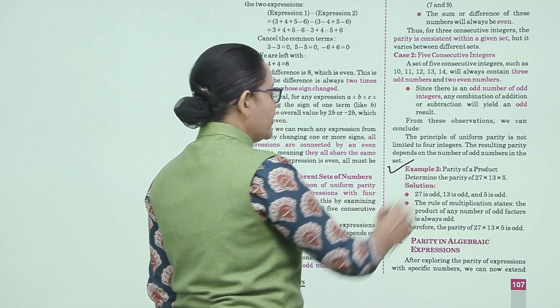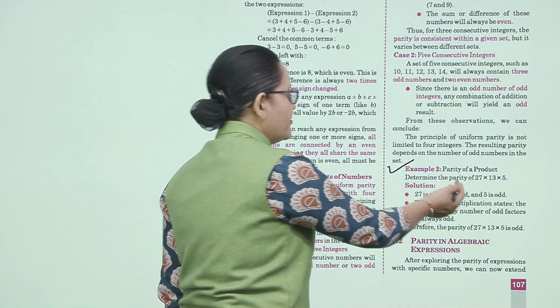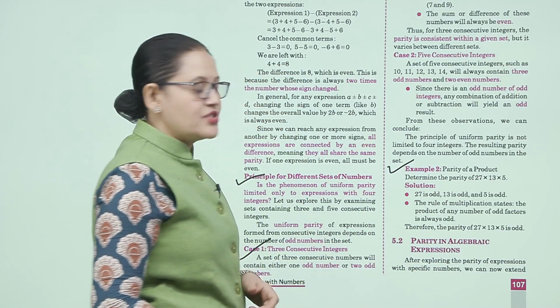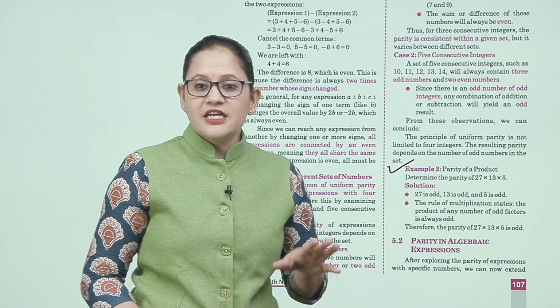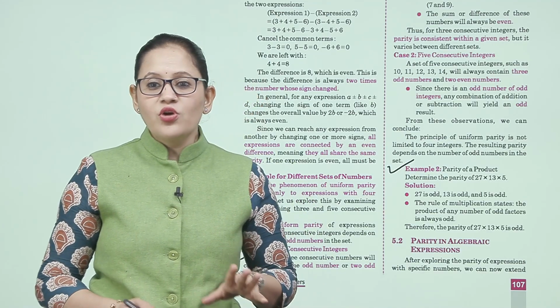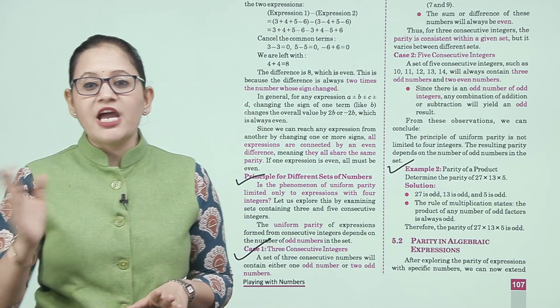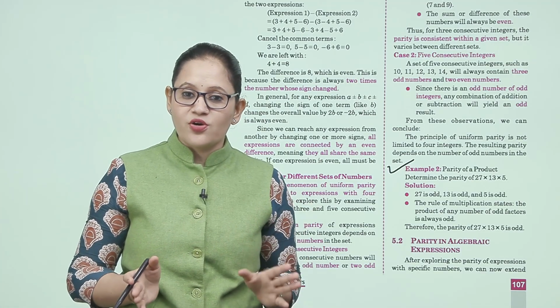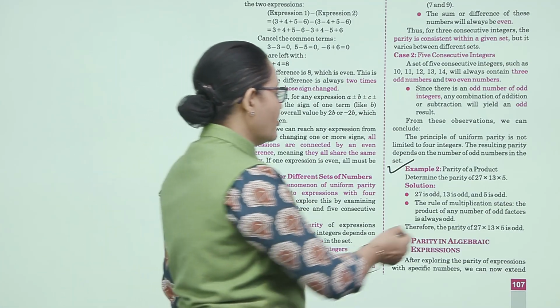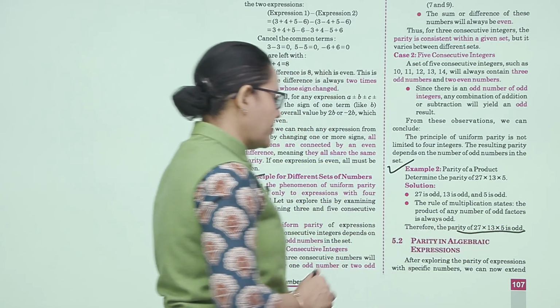Now, example 2, parity of the product. Determine the parity of 27 into 13 into 5. Solution: 27 is an odd number, 13 is odd, 5 is odd. The rule of multiplication states that the product of any number of odd factors is always odd. Therefore, the product will be an odd number.